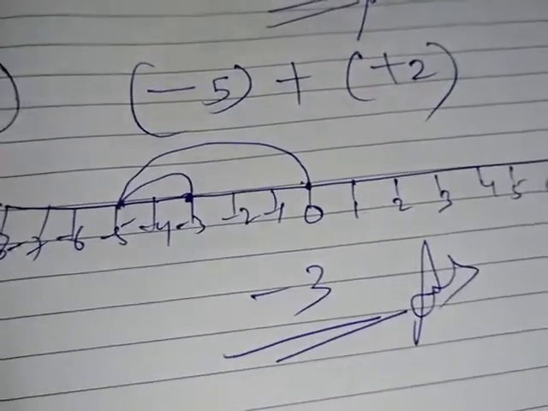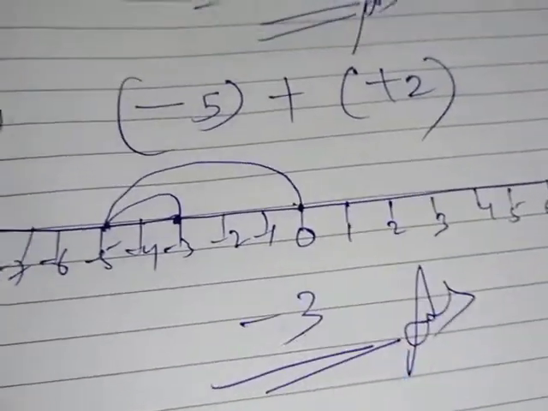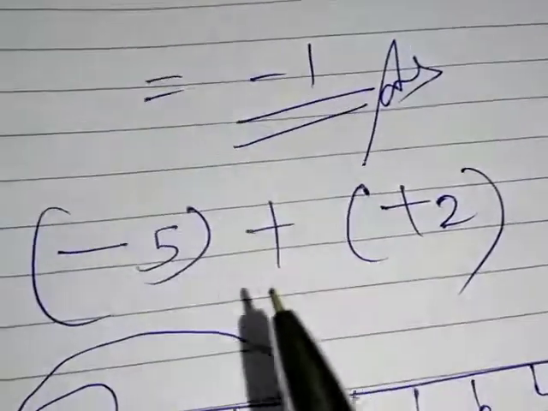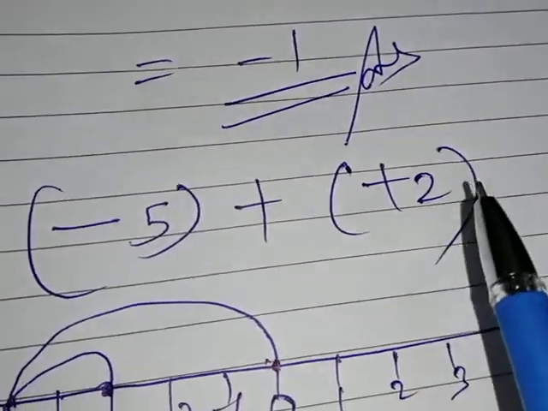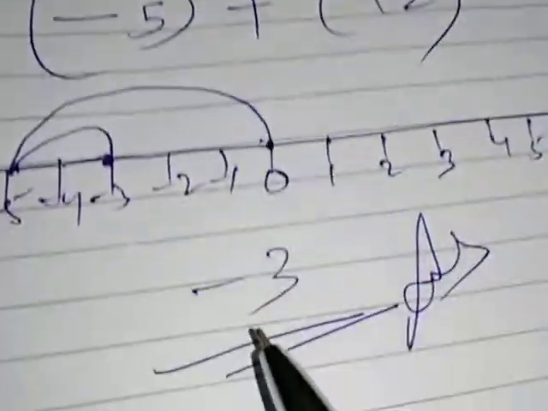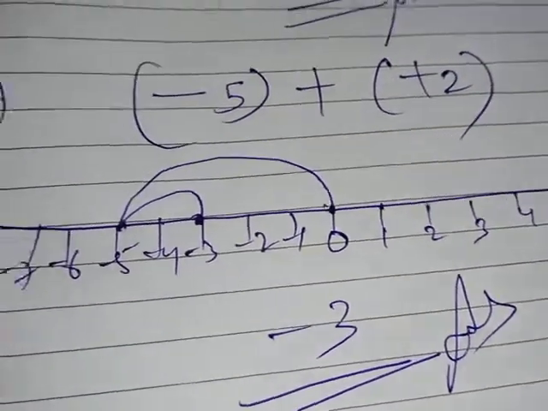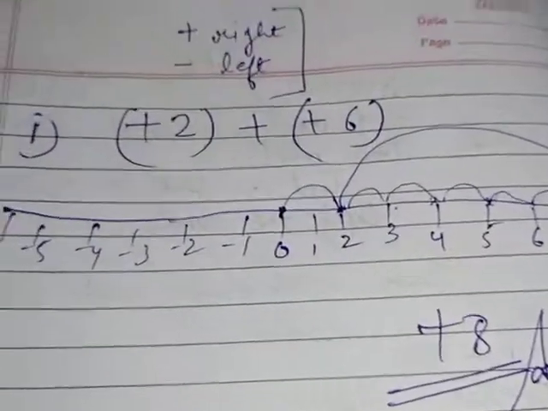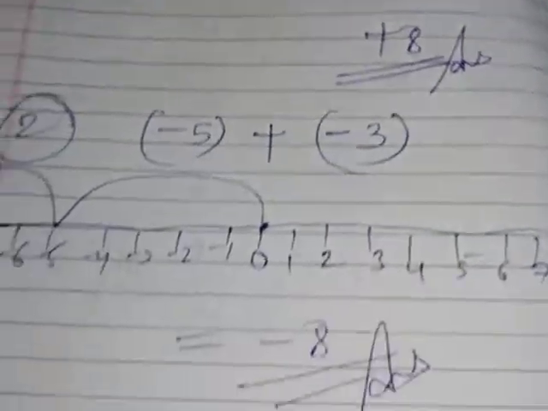Got it, clear? Like this we have to show on the number line. And you know the solution: minus plus minus, so we will subtract, which will come 3, and we will put the sign of the greater. So this is minus 3. Is it clear? So that's how when we have to do addition on the number line, we will solve like this.